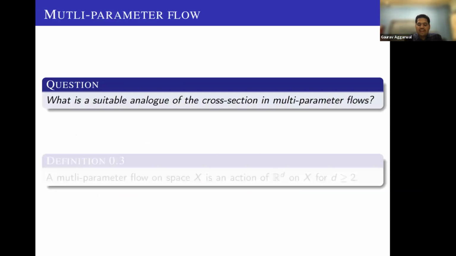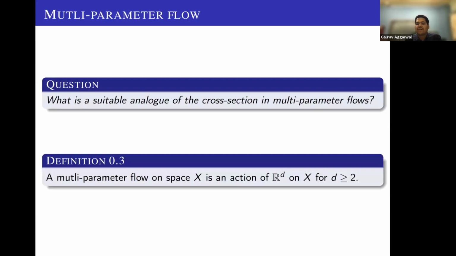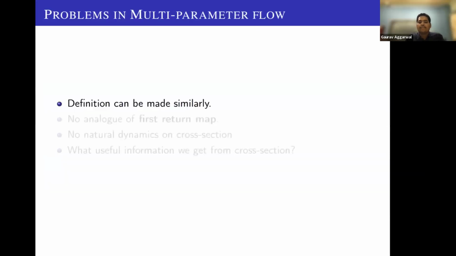Now, a natural question that comes up is: what's the suitable analog of this cross section for a multi-parameter flow? By a multi-parameter flow, I mean an action of R^d on the space, for d greater than or equal to 2. Now, if we think that a cross section is just a subset that the flow doesn't stay on, leaves immediately, and hits infinitely often, then the definition can be made similarly, as something like a codimension d object. For example, for an action of R^2, it's a codimension 2 object in the full space, so that it's coming back infinitely often to this space. Yes, this definition does make sense.